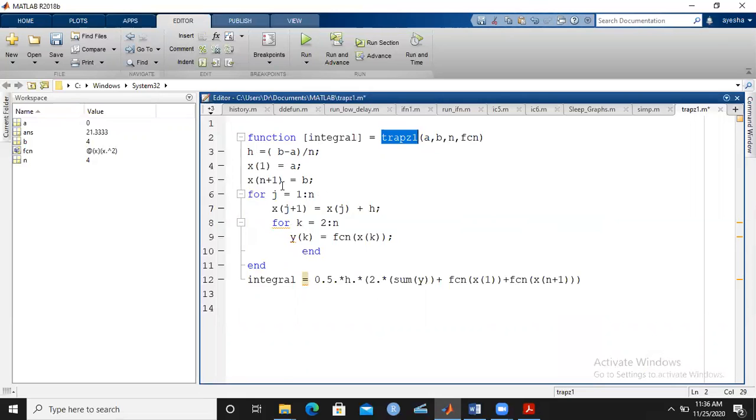Now what is happening here? You have a nested loop, you have 2 for loops. In the first loop, what are you saying? You are saying that you have defined the x values. If x naught, the starting value a, is 0, then the next value would be a plus h. For example, let's say a is 0, b is 4, and n is 4. Then what is h? h is 1. Then if a is 0, a plus h is 1.